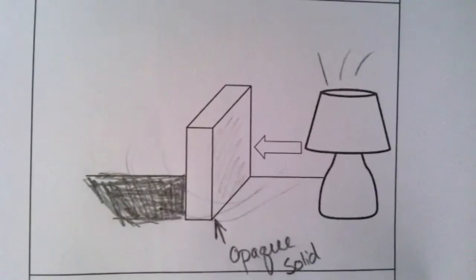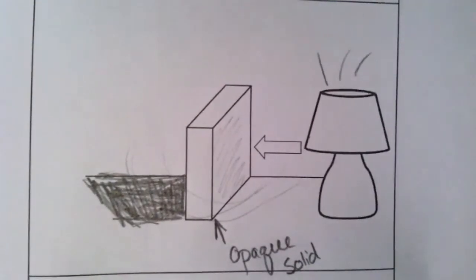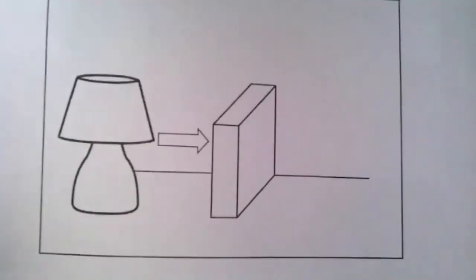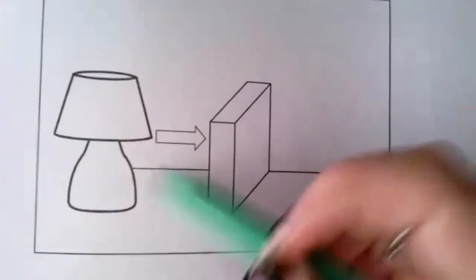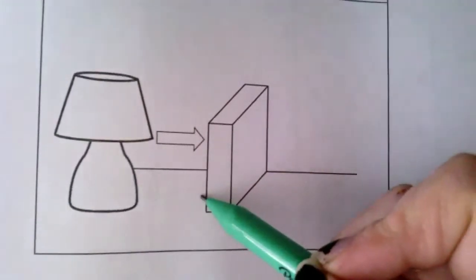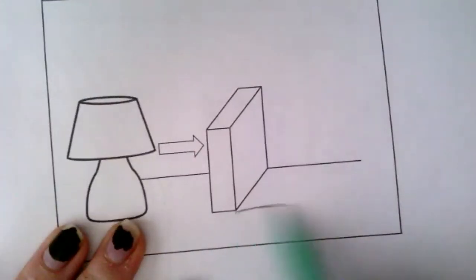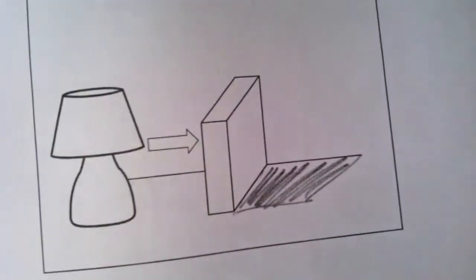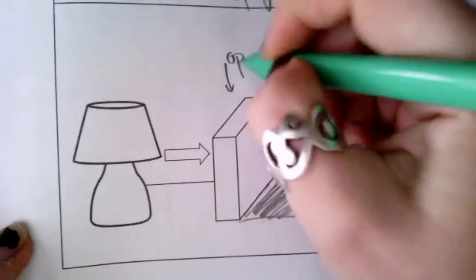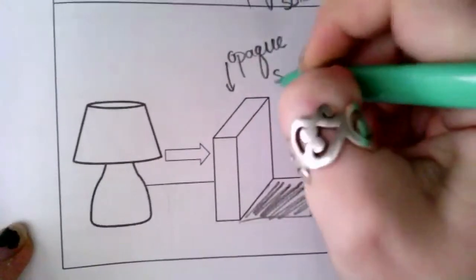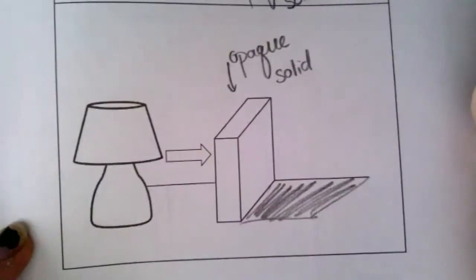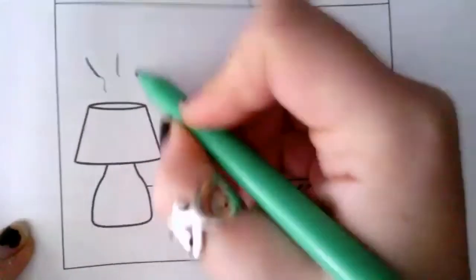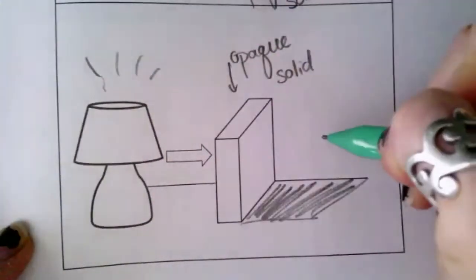But for the most part, we have a nice solid shadow. And if I change my lamp to the other side, is my shadow going to be on the other side? Am I going to draw my shadow over here by the lamp? No, that would be silly. Boom. My opaque solid is here. My light is here, being all shiny and bright. Boom, shadow on the other side.